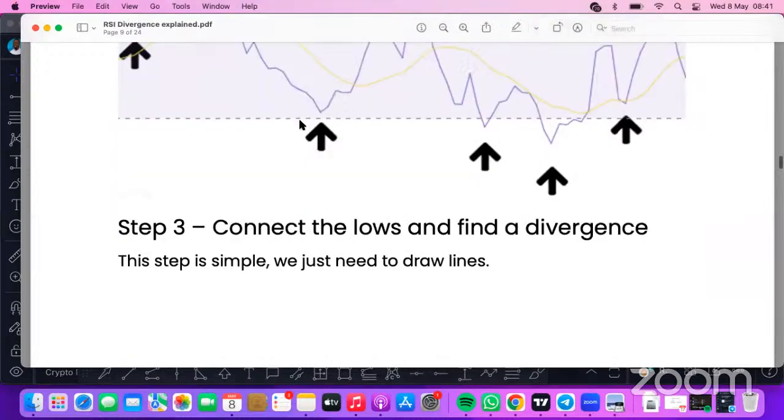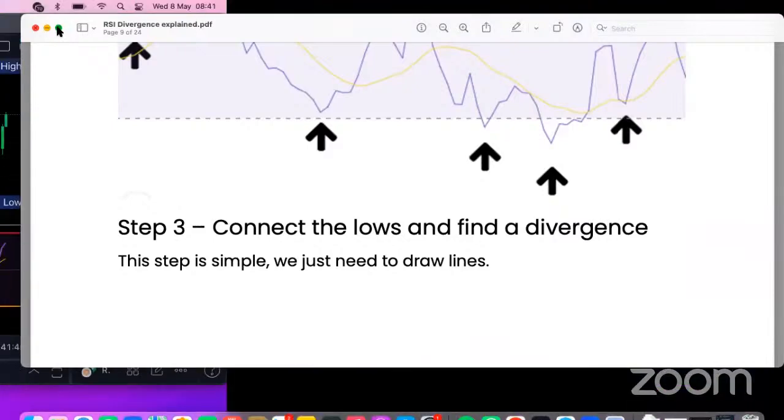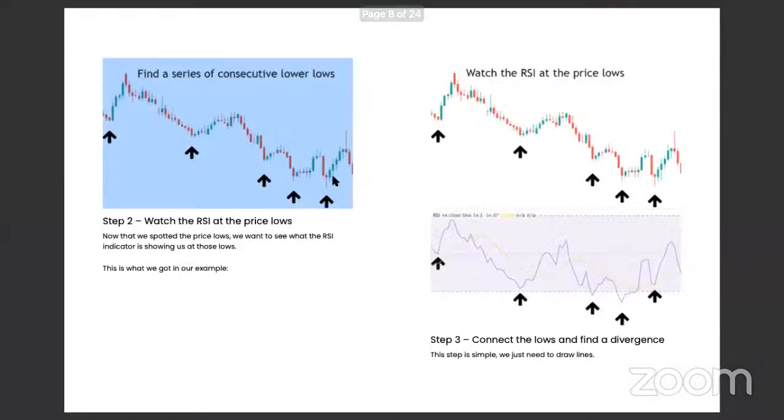Number 3, connect the lower lows and find a divergence. Connect the lower lows and find a divergence. Now, let me show you guys. Let me try to minimize so that I give you the picture.